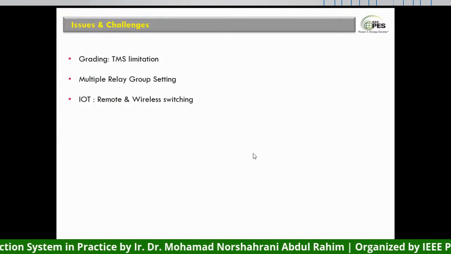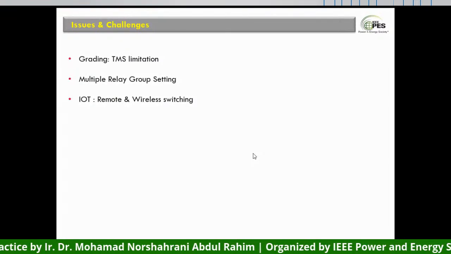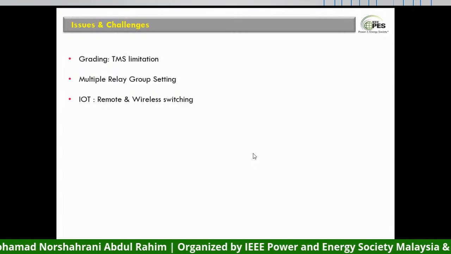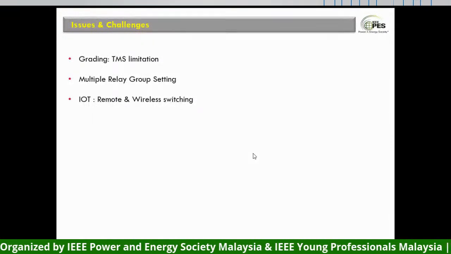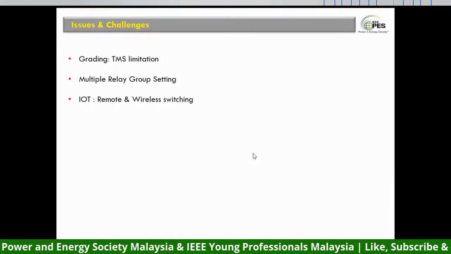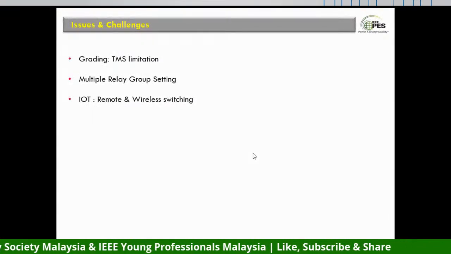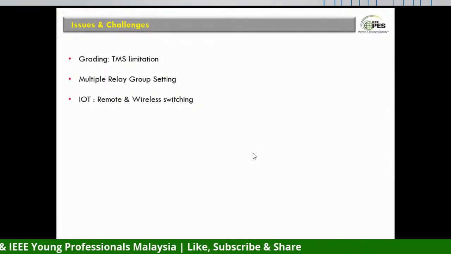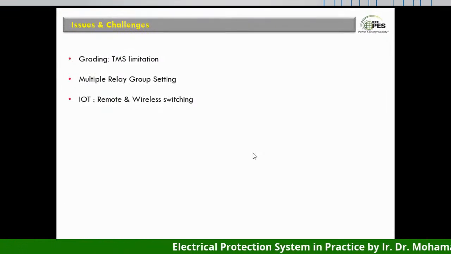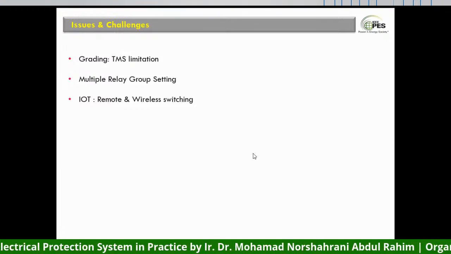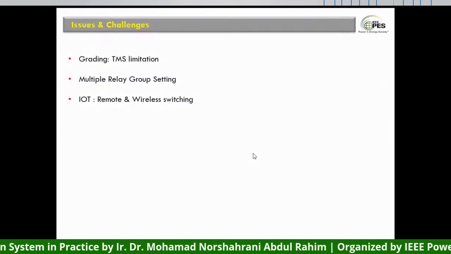We just rely on the current setting. Hopefully, by adjusting the TMS and current setting, we can have a grading margin. Grading margin is also another issue. Basically, as recommended in the books or by the manufacturer, they recommend 0.4, but now as equipment becomes more efficient, we can get 0.3 or 0.2 second.